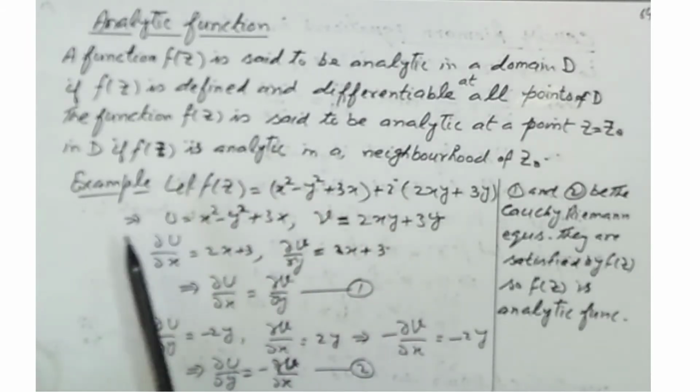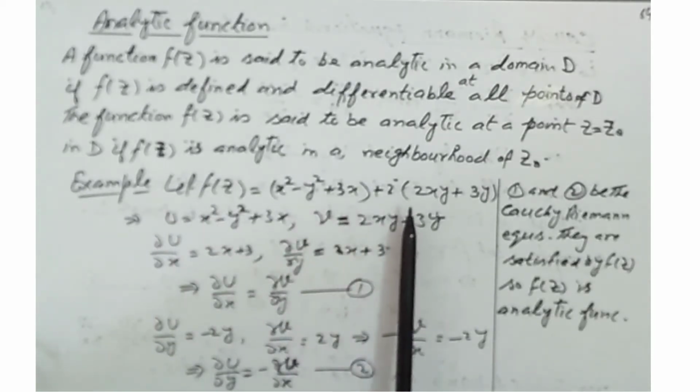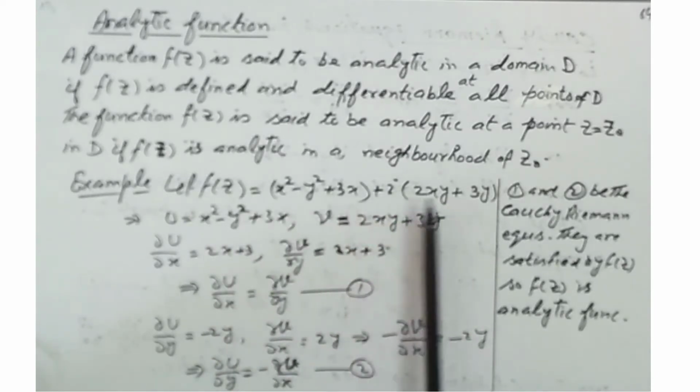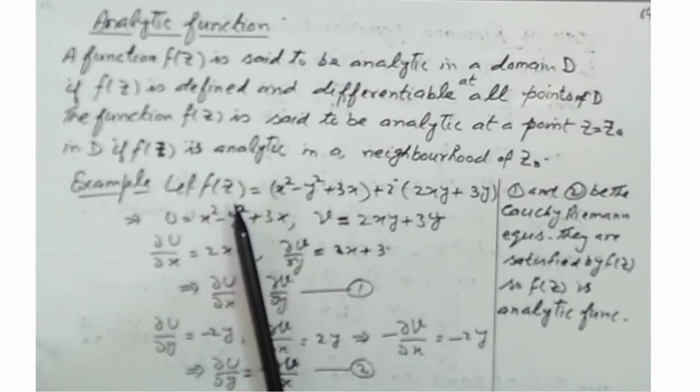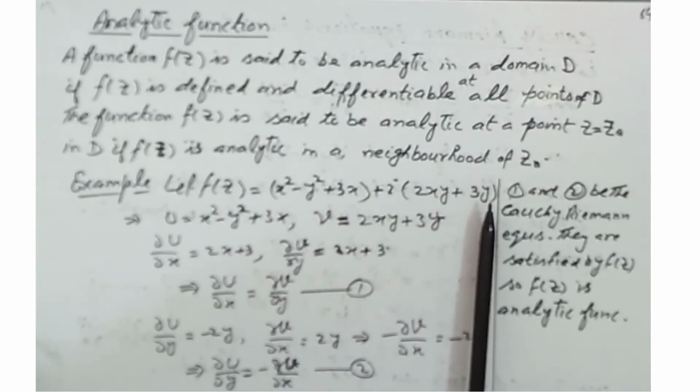Now as an example, let f of z equal to x square minus y square plus 3x plus iota times 2xy plus 3y. This function is given. So we have to analyze whether the function is analytic or not. This is the real part of this function, so we say this is u. The imaginary part we say is v.